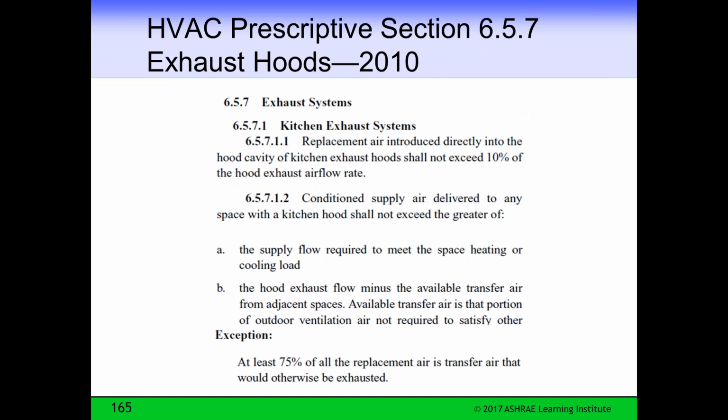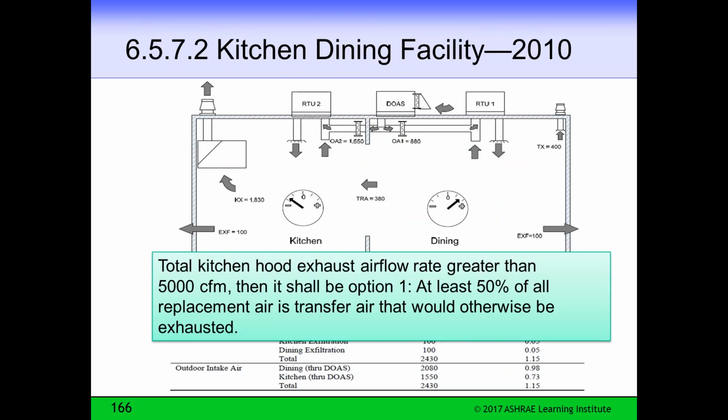Exhaust system. So here we go back to the kitchen hoods, and the kitchen hood is set up pretty much the same way, where you have to either use a kitchen hood that has a variable speed on it, where it's looking at the heat of the air coming off the kitchen hood cooking appliances and increasing or decreasing its speed based on that, or you're going to transfer at least 50% of the air to a kitchen that exhausts more than 5,000 CFM. At least 50% of all replacement air is transfer air that would otherwise be exhausted from the rest of the building.